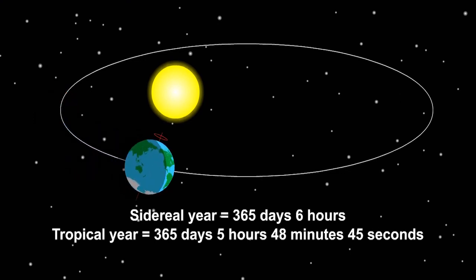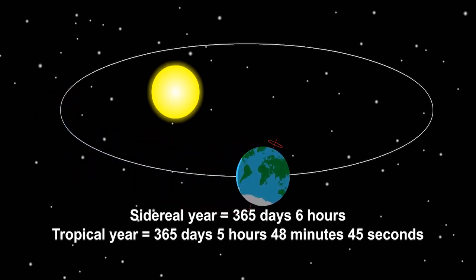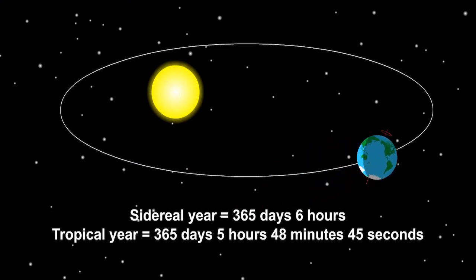If the difference between the calendar year and the tropical year were exactly 6 hours, that would be the end of the story. Unfortunately, it is 5 hours, 48 minutes and 45 seconds. Therefore, we need some fine adjustment.